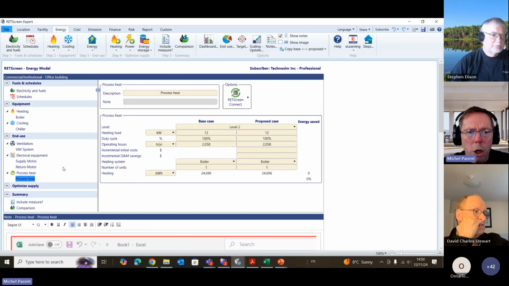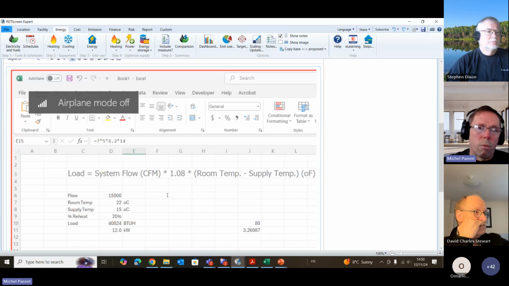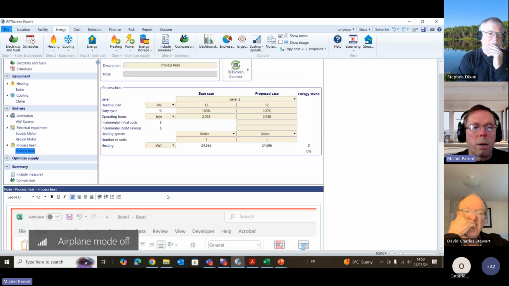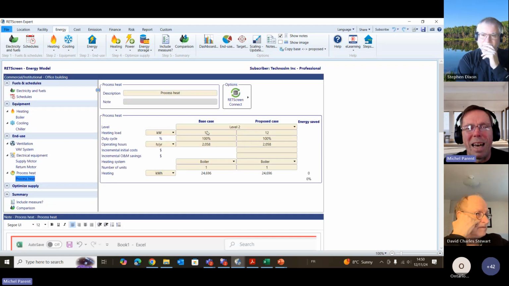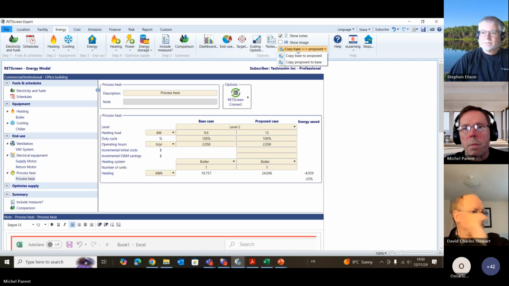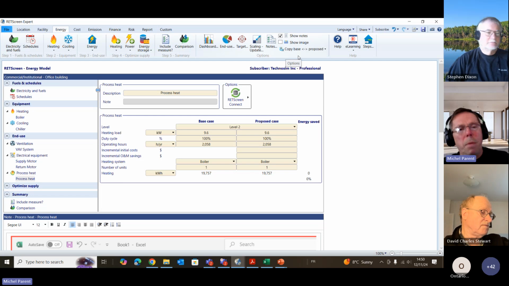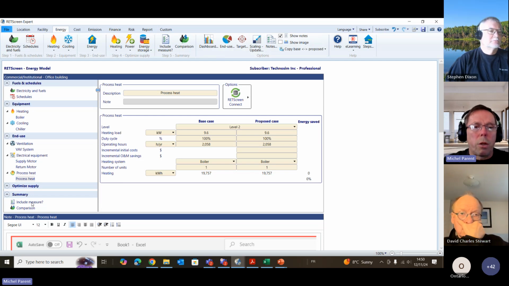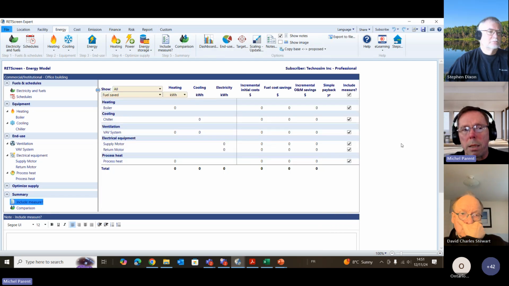Now, I'm going to go in process heat. I would delete that print screen, replace it with the new print screen without the airplane mode off. And I would document this reheat calculation. I'm going to copy paste to propose. Check that. There you go. Yeah, sorry. And now if I go into include measure, we should be all at 0.